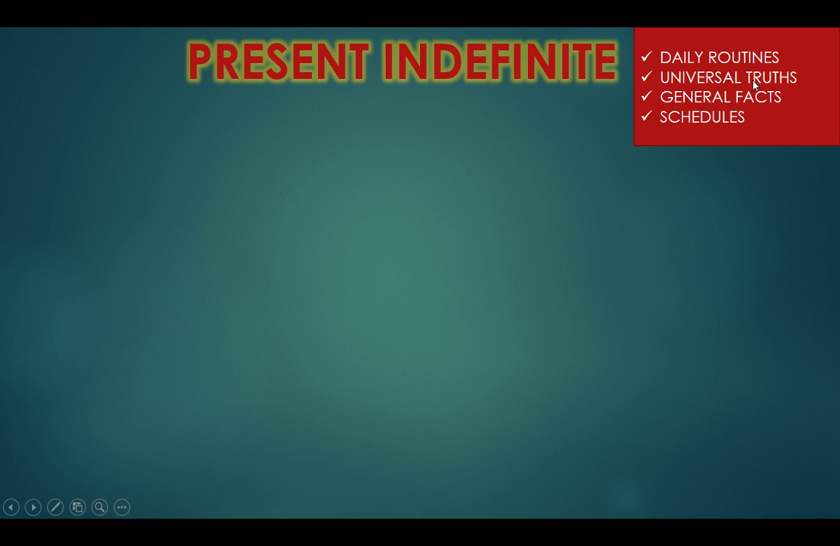This is number 1. Let's talk about number 2 here. Universal truths. All the facts, all the truths that are universal and cannot be changed. For example, the sun rises in the east and sets in the west. That is a universal truth, and it cannot be denied or rejected. So we use present indefinite for this as well.